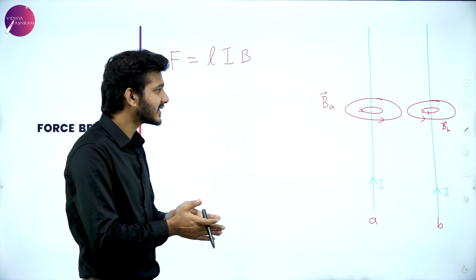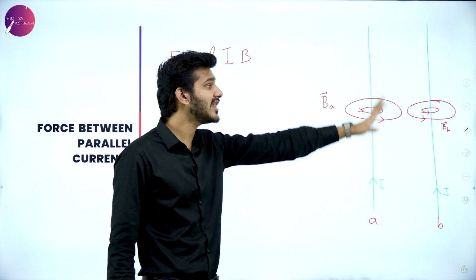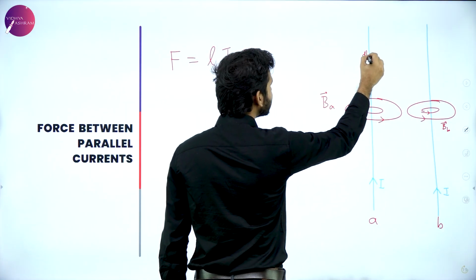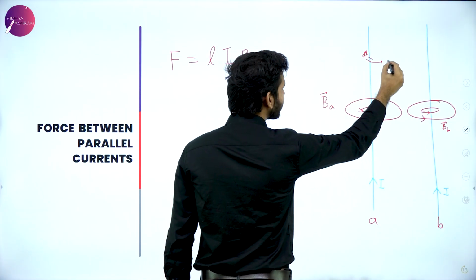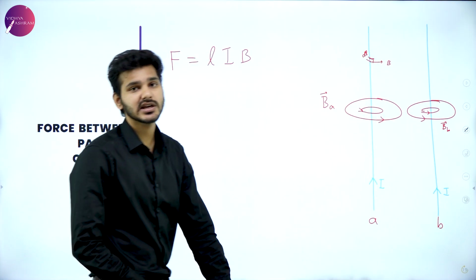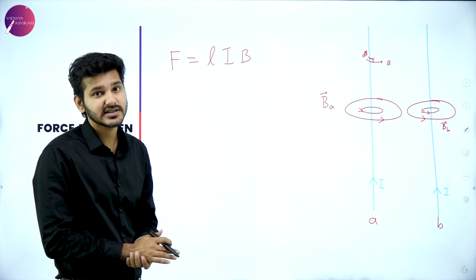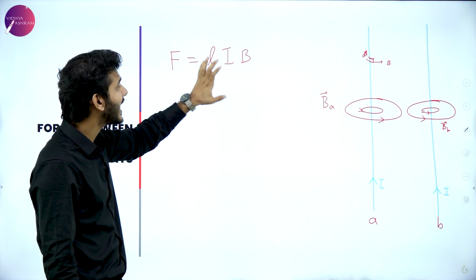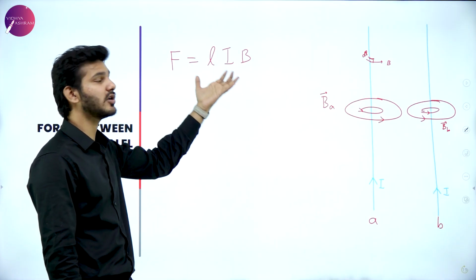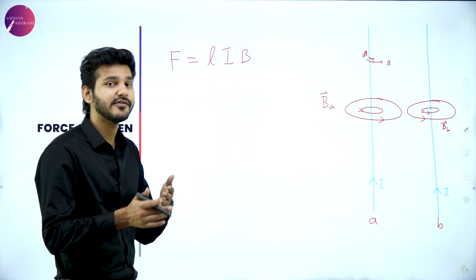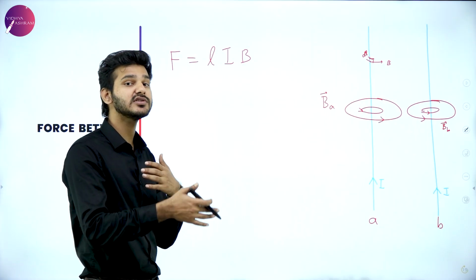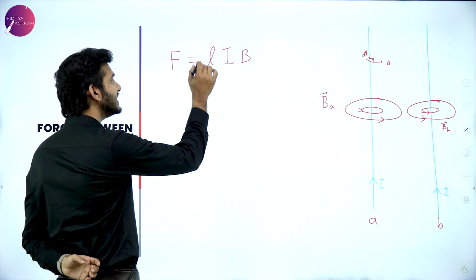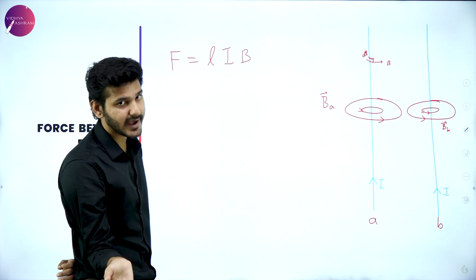We are considering the fact that the angle between the magnetic field and the length element is 90 degrees, because if you take the line element dL like this and this is the direction of the magnetic field, they are at 90 degrees to each other. That is why sin theta is not considered, and we can just say that the force experienced will be L into I into B. We already know this from where we found the force experienced by a current carrying conductor.